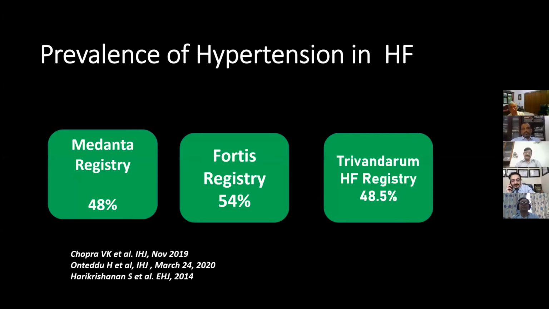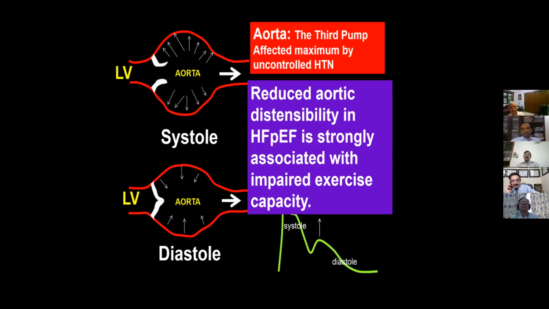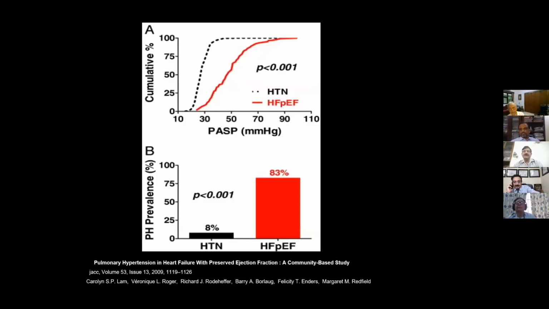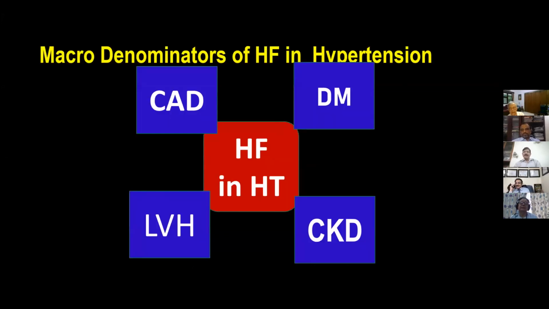There is no doubt that there is a big role of the aorta, which is a third pump. The aorta gets affected by hypertension, and its stiffness gets increased, and reduced compliance causes ventriculovascular uncoupling and promotes heart failure with preserved ejection fraction. Pulmonary vasculature also plays a significant role in hypertensive heart failure. Typically, pure hypertension has hardly any pulmonary hypertension, but most patients with HFpEF because of hypertension have pulmonary hypertension, indicating that pulmonary vasculature plays a role in the pathogenesis.